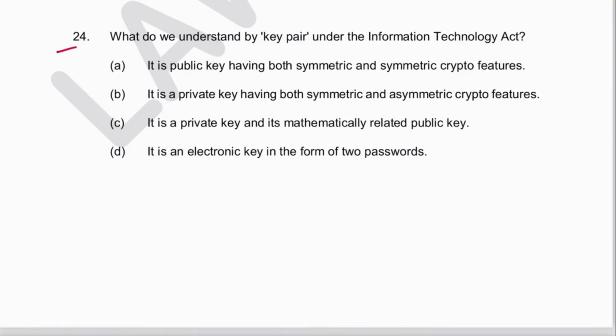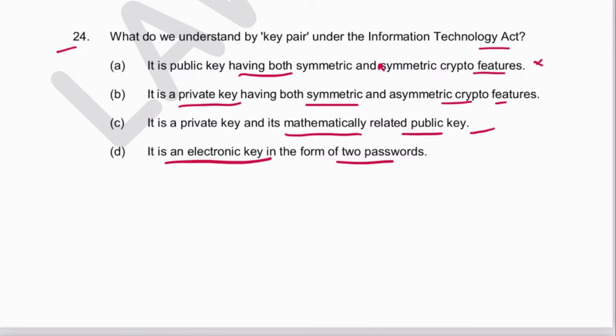Next, 24. What do you understand by key pair under the IT Act? It is a public key having symmetric and asymmetric crypto features. It's wrong. It's a private key having both symmetric and asymmetric crypto features. Or it is a private key and its mathematically related public key. Or it is an electronic key in the form of two passwords. C is the answer. And it is mentioned in Section 2(1)(x) of the IT Act.